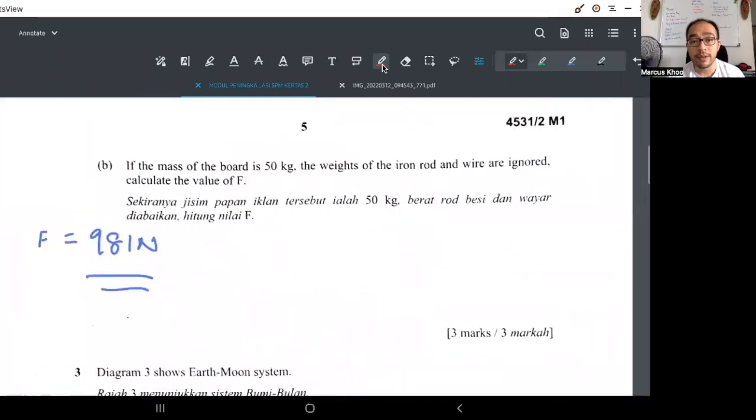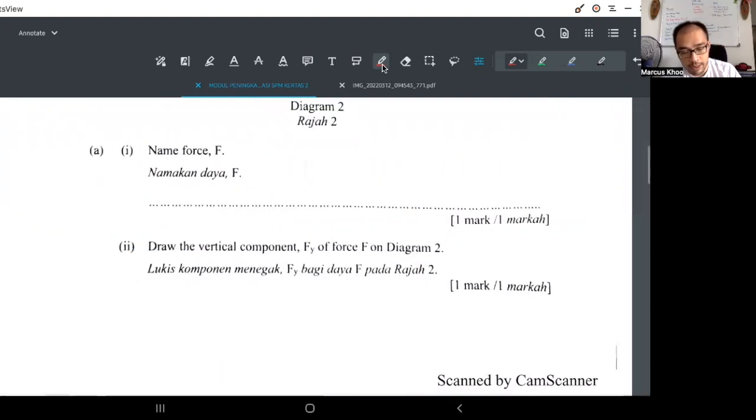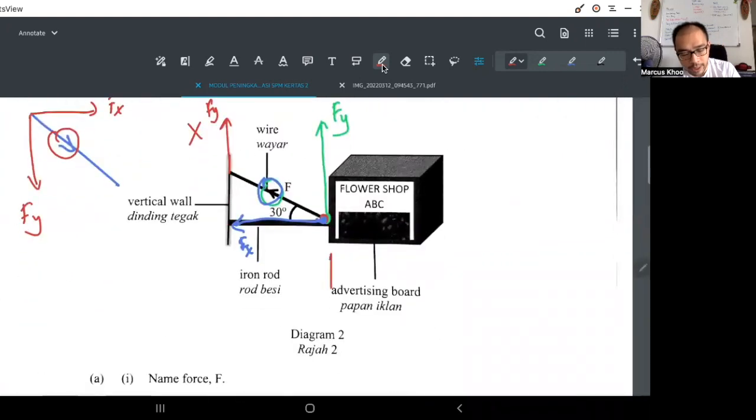Okay, now if the mass of the board is 50 kg, the answer is there. The weights of the iron rod and the wire are ignored. Calculate the force F. Okay, so if the mass is 50 kg, that means you have a weight over here. We can count the force by considering this.